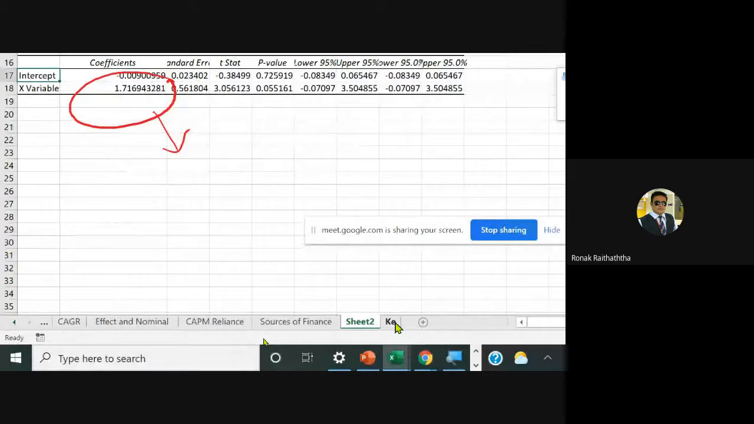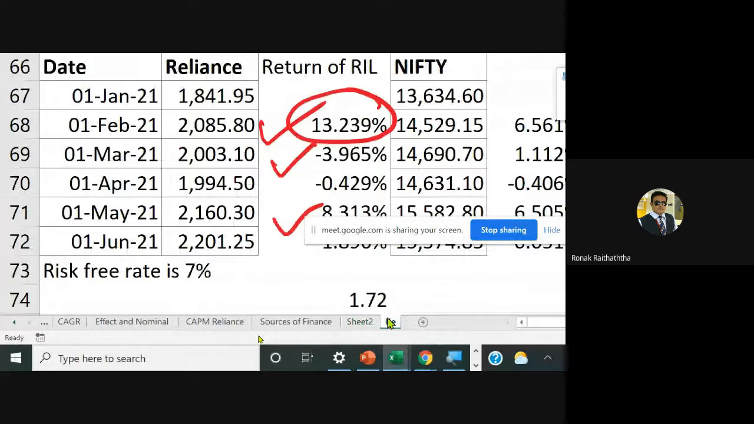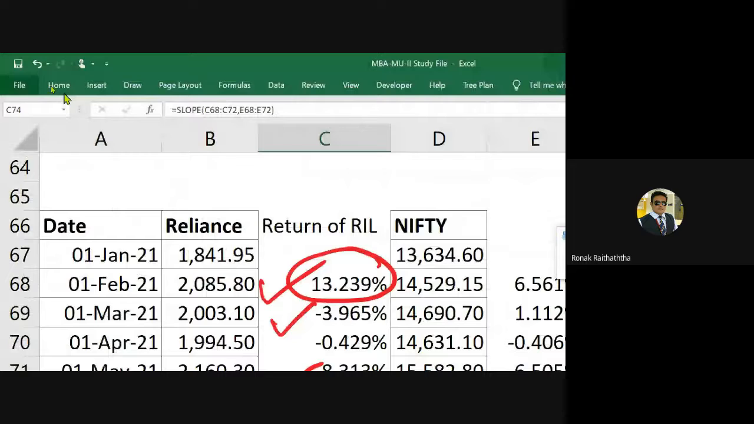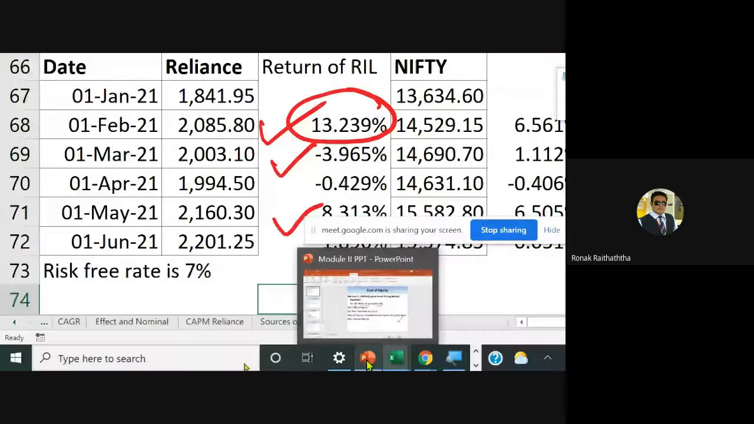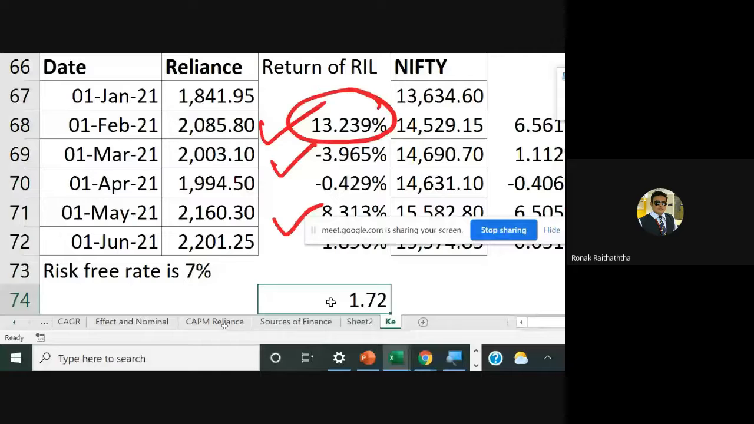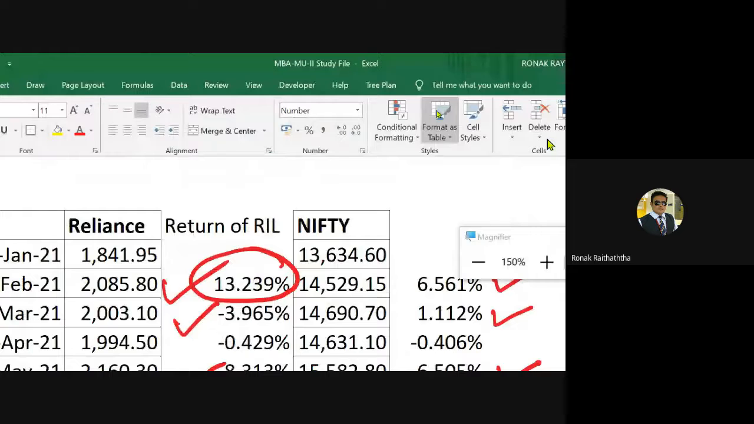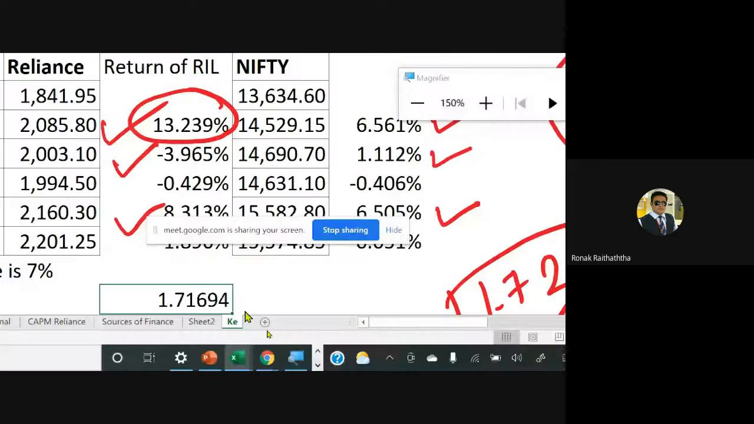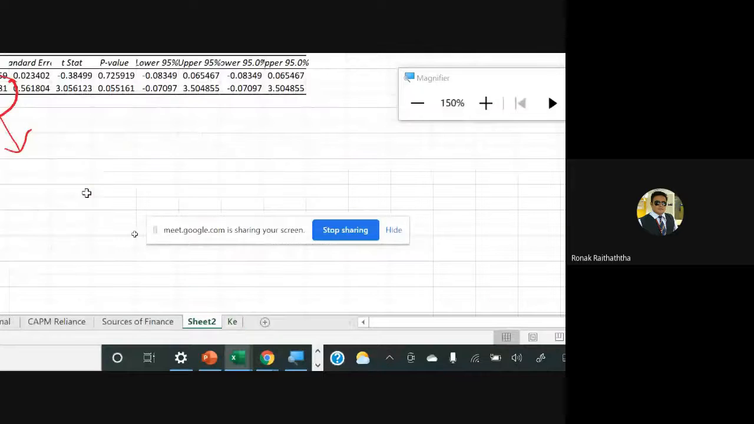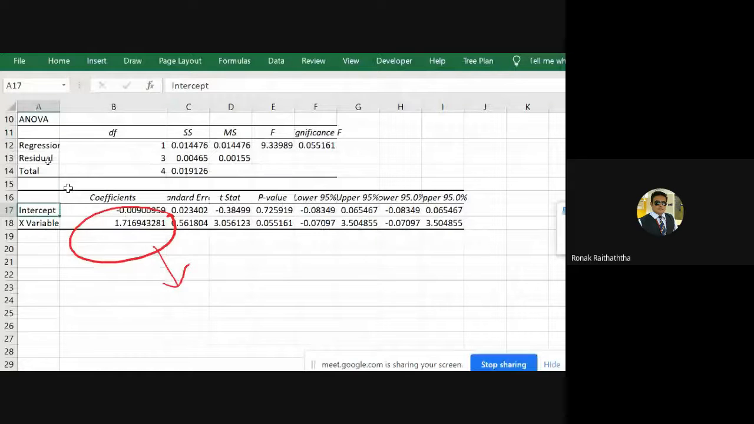Let's go to the KE, 1.72. Some people will be like, sir, wahan pe to 1.71 tha. How do you get 1.72? Because it is the rounded off figure, beta. Let me increase the decimals of it. So see, it is 1.7169. So same answer we had got over there too. 1.7169.